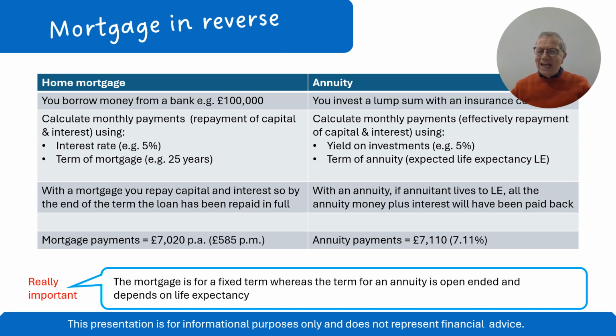So if we look at the mortgage payments in this example, it's about £7,000 a year, and funnily enough, the annuity payments are about £7,000 a year. And in the following slides, I'm going to show you how I've got to these numbers. But something that's really important before we move on: in this example, the mortgage is a fixed term, whereas the term of the annuity is open-ended and depends on life expectancy.